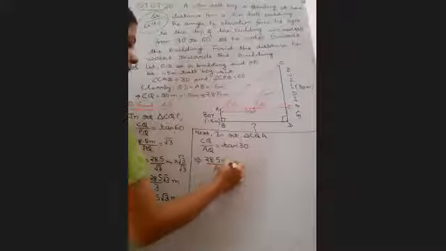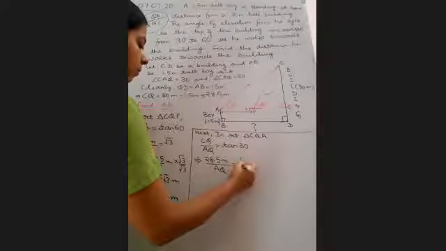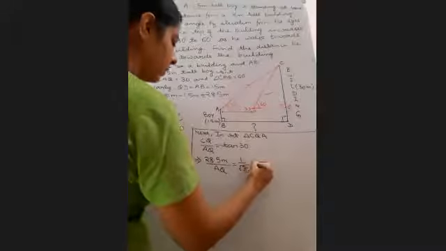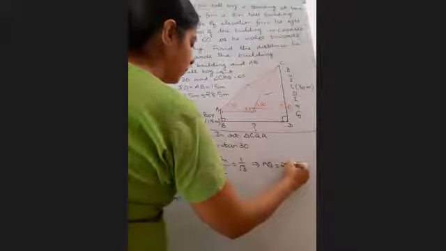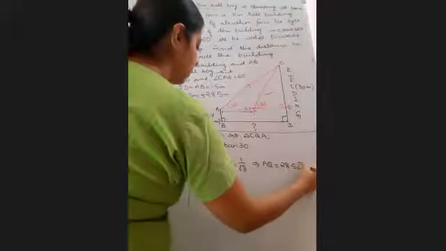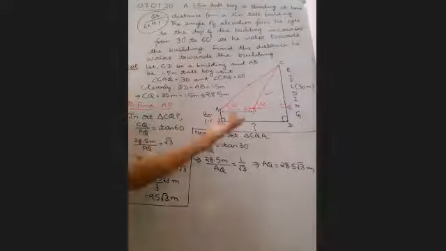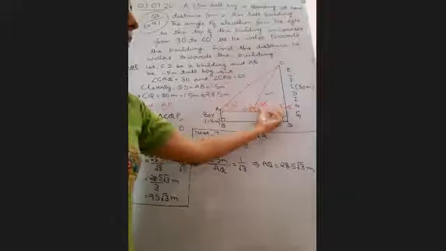This means 28.5 meter upon AQ, and tan 30 is 1 upon root 3. Right, beta? So cross multiplying, AQ is 28.5 root 3 meter. Right, children? Now we have AQ, we have got PQ also.